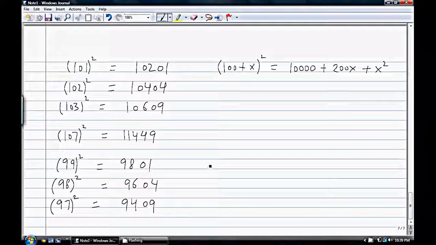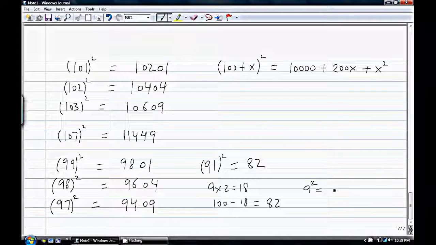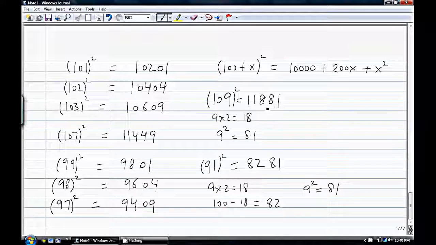So I can go until 91. So 91 square is equal to, so 9 times 2 is equal to 18, and 100 minus 18 is equal to 82. I'll write 82 here, and then 9 square is 81, so I'll write 81 here, so 8281. Similarly for 109, 9 times 2 is equal to 18, so I will write 118, and then 9 square is equal to 81, so that will be 81.